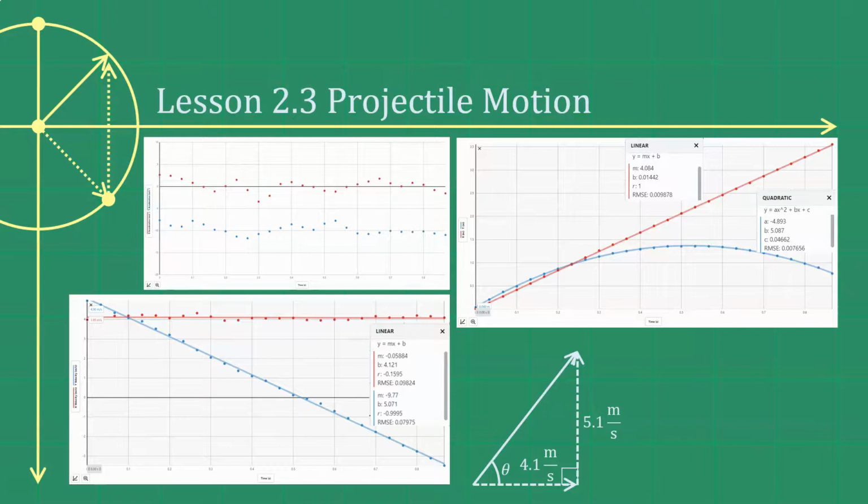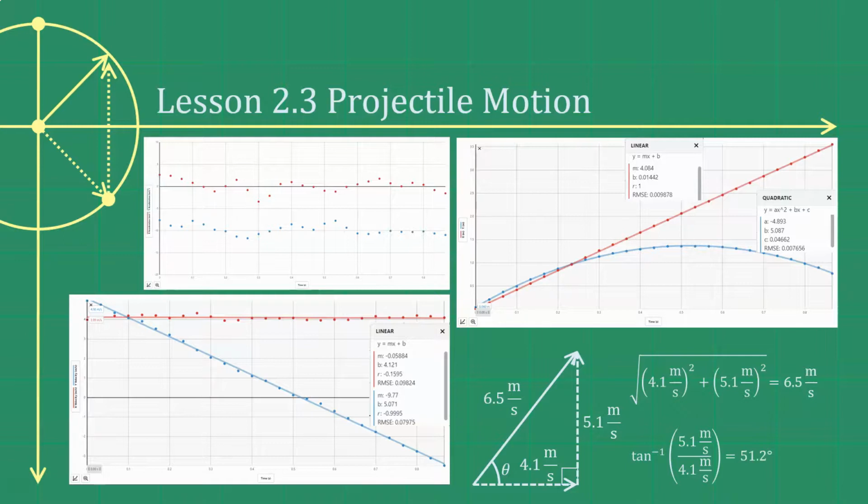And now that I have both of these values, I can calculate the third side of this right triangle, which is the actual velocity magnitude that the ball launches with. And I can also solve for the angle, so I have that whole velocity vector. I'll use the Pythagorean theorem with the two known sides to calculate the length of the unknown side, which ends up being 6.5 meters per second. And then I can use trig relationships, in this case the inverse tangent of the opposite over the adjacent side from my angle, to give me the actual angle of the ball's launch.